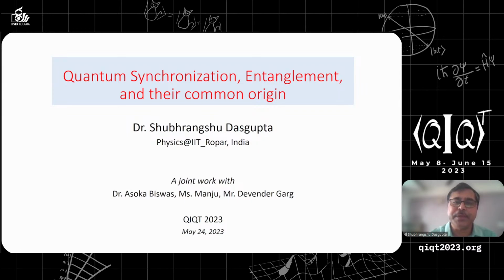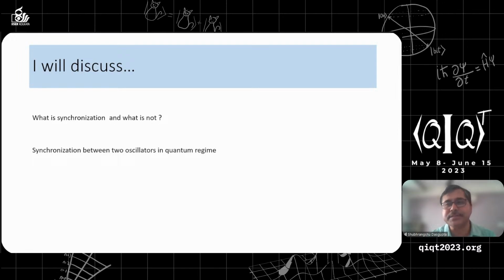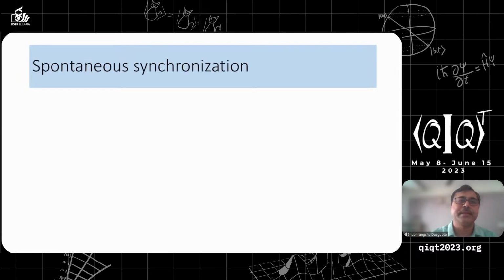Because quantum physicists live in a linear world of Hilbert space, I think I should introduce what we mean by synchronization, because this is something that we often do not read well in our studies. So I will discuss what synchronization is first, and of course, what it is not. Then I will discuss how two oscillators can be synchronized in the quantum regime, and then I will try to relate it with entanglement.